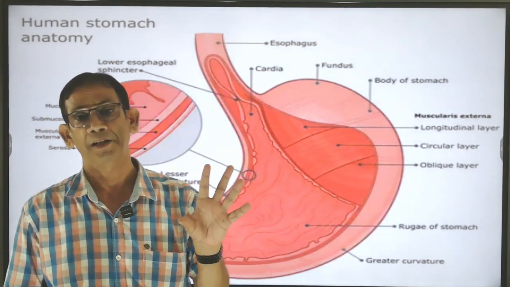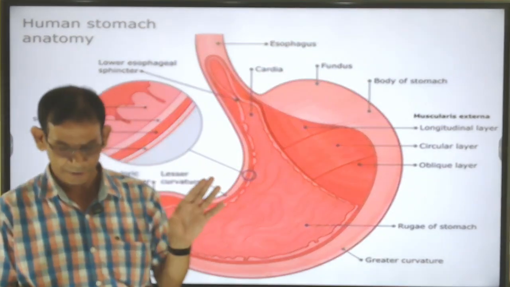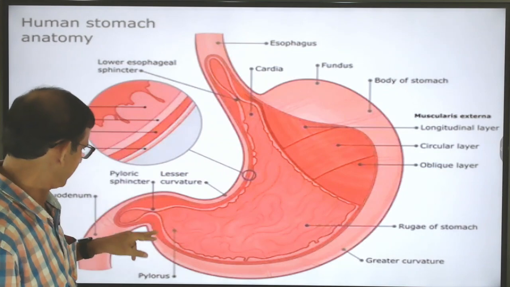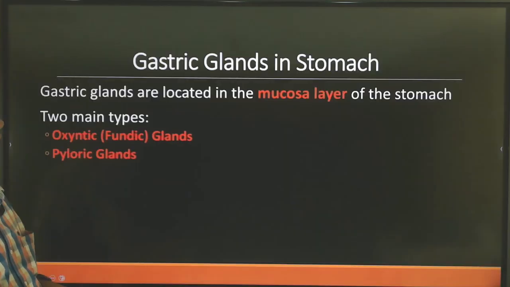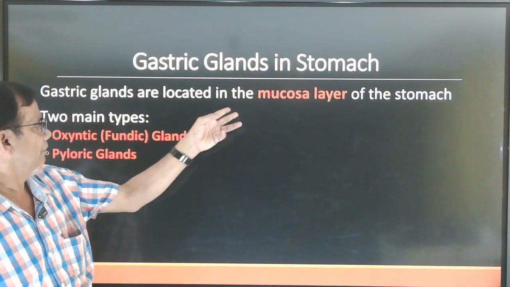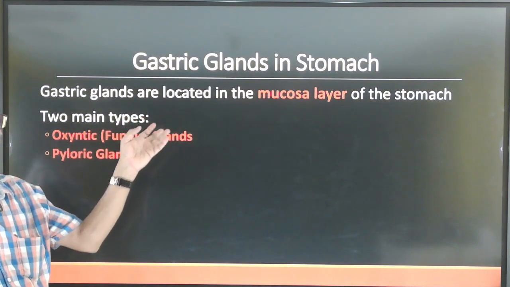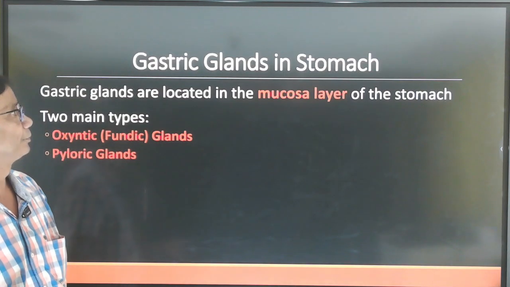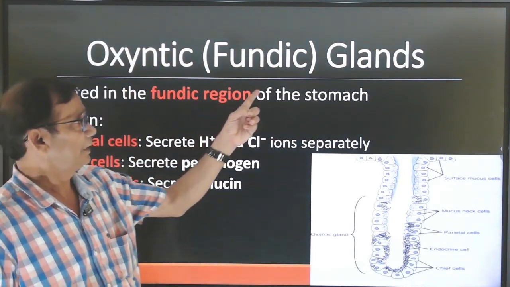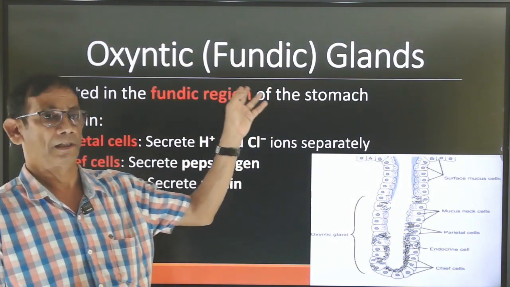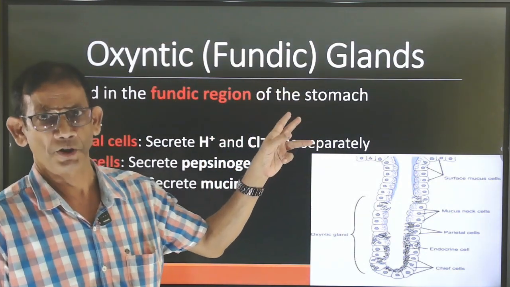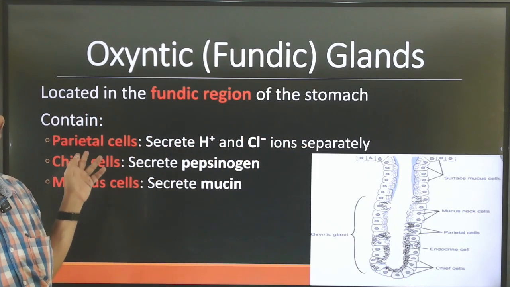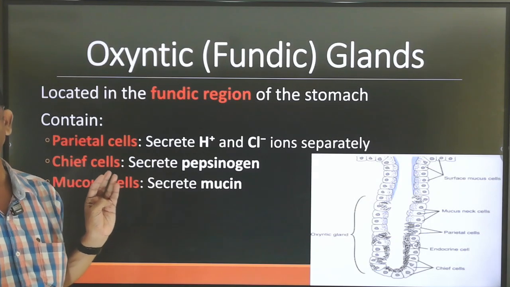Now, where are the gastric glands located? Gastric glands are located in both the fundus region and the pyloric region. So gastric glands are of 2 types: oxyntic glands in the fundus region and pyloric glands in the pyloric region. The oxyntic glands, present in the fundus portion of the stomach, contain 3 types of cells: parietal cells, chief cells and mucous cells.